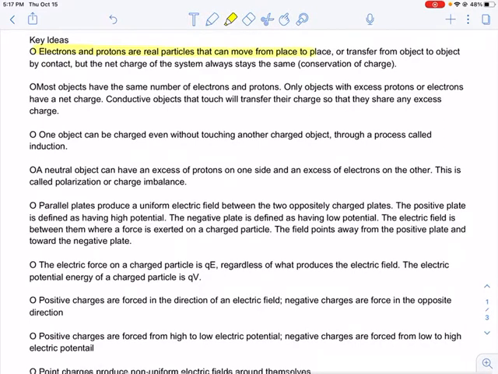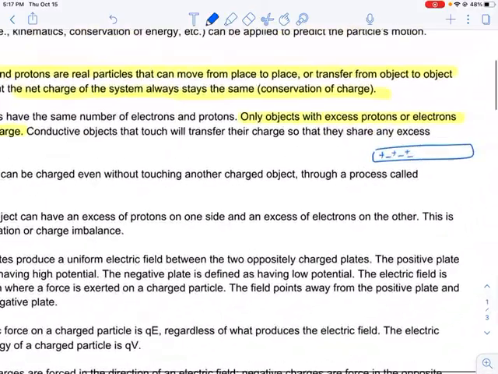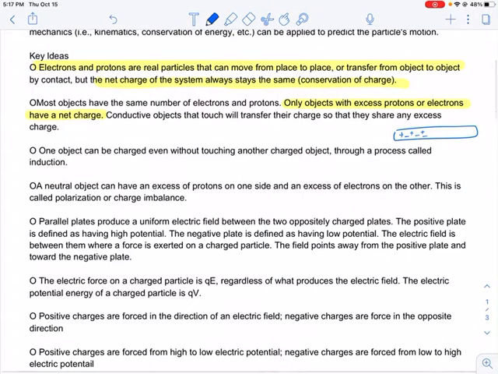Electrons and protons are real particles that can move from place to place or transfer from object to object. But the net charge of the system always stays the same. That's conservation of charge. So we saw that with electroscopes and sticky tape. Most objects have the same number of electrons and protons. Only objects with excess protons or electrons have a net charge. Just a reminder that when you're drawing something that's neutral, include both positive and negative charges. A neutral object doesn't have no charge, it has equal numbers of positive and negative charges.